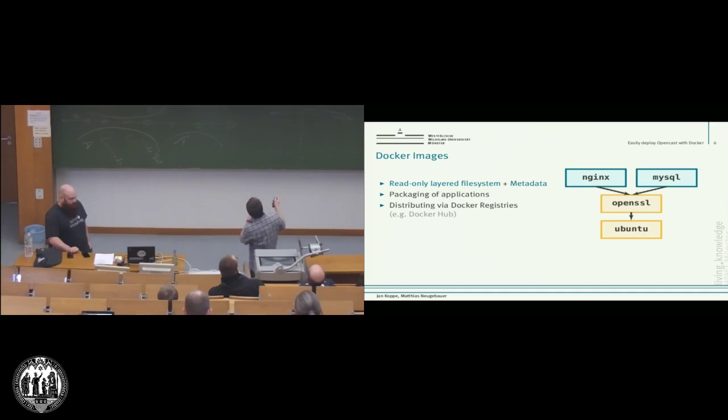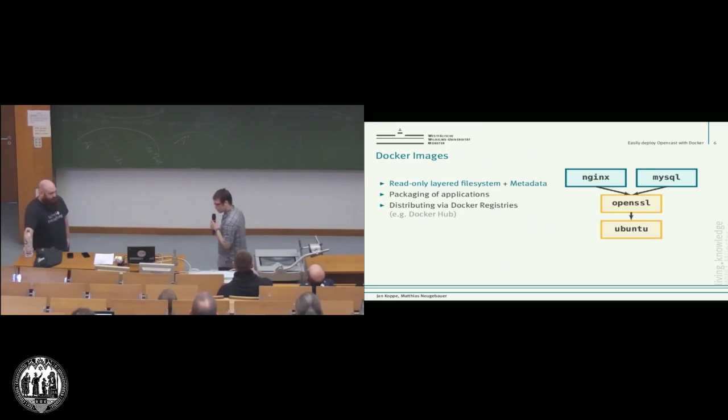Those images, those two here, are present only once on your system. And you can build an Nginx, for example, depending on this image here, and the MySQL, also depending on this image here. And those two file systems only need to be present once, so you can save some space there. And this is the packaging. Coming to the distribution, there's something called Docker registries, with the default being Docker Hub. And okay, so let's just have a short demo.